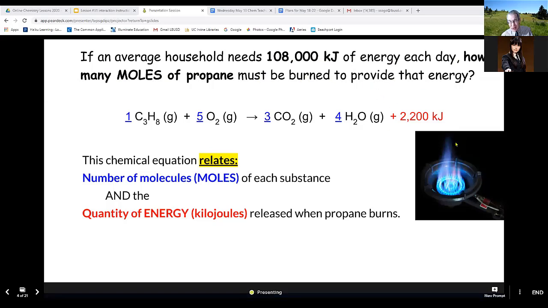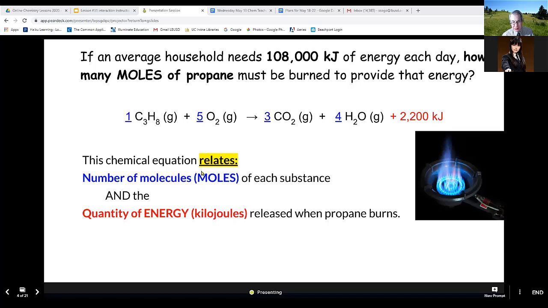And to answer this question, there's a picture of the fire, which is supposed to help you understand what we are talking about. There's energy, heat coming out from burning the propane. How many moles? In this case, all we need is the balanced chemical equation. Don't need a periodic table. Don't need anything other than, can you read this? Because the chemical equation relates the number of molecules, that's what these 1 and 5 and 3 and 4, those coefficients tell you how many molecules.